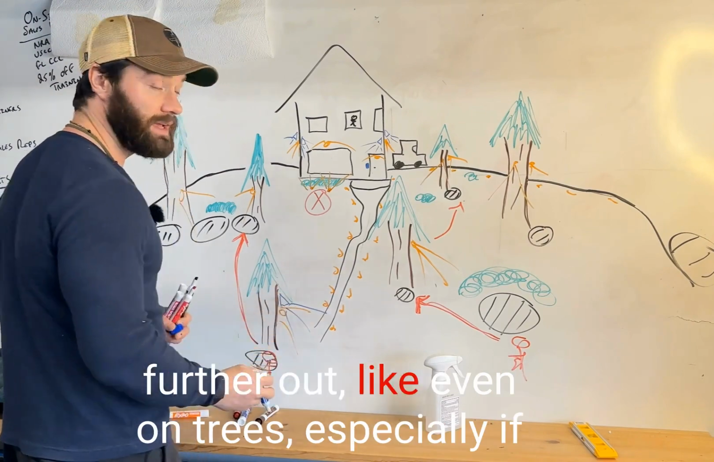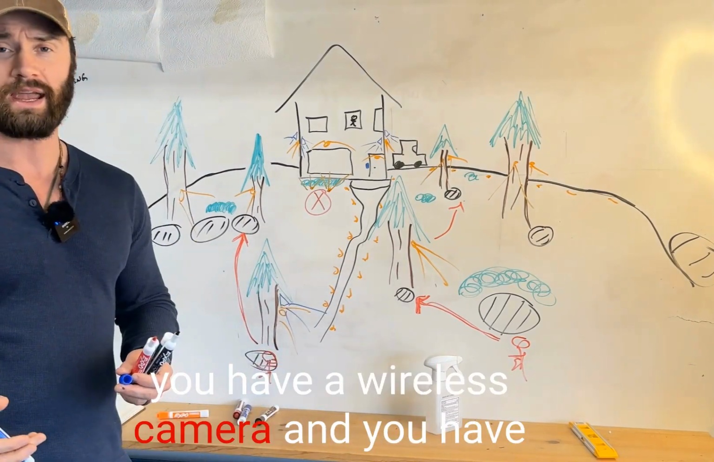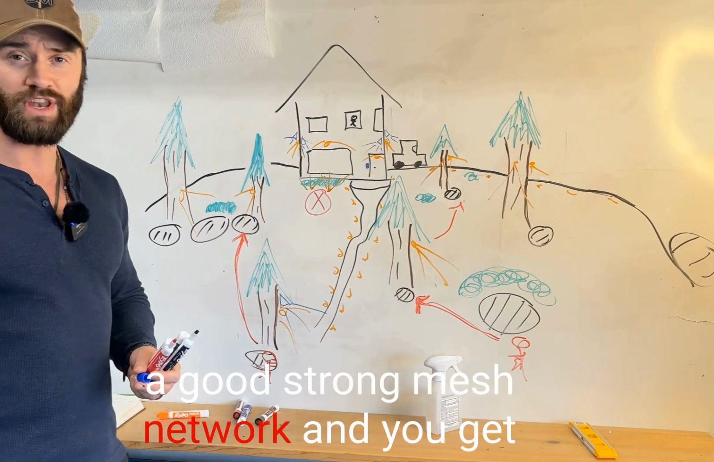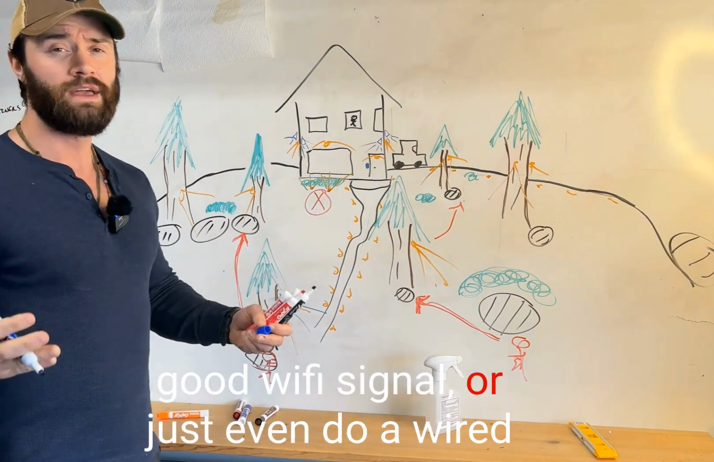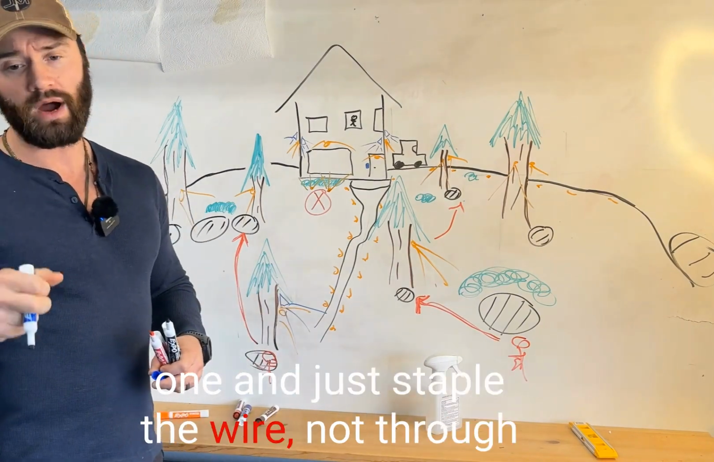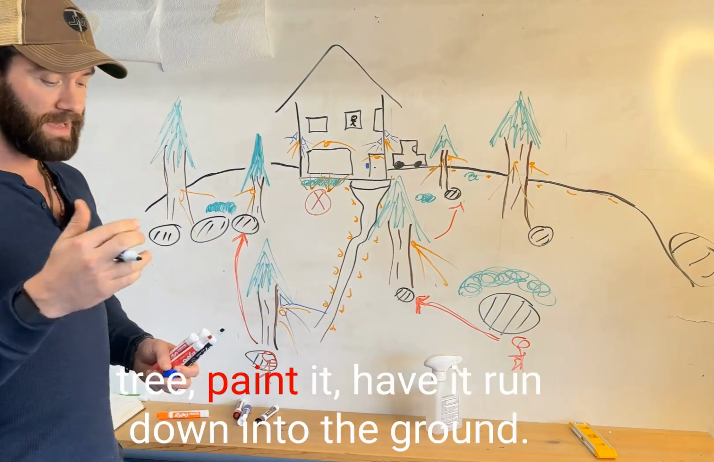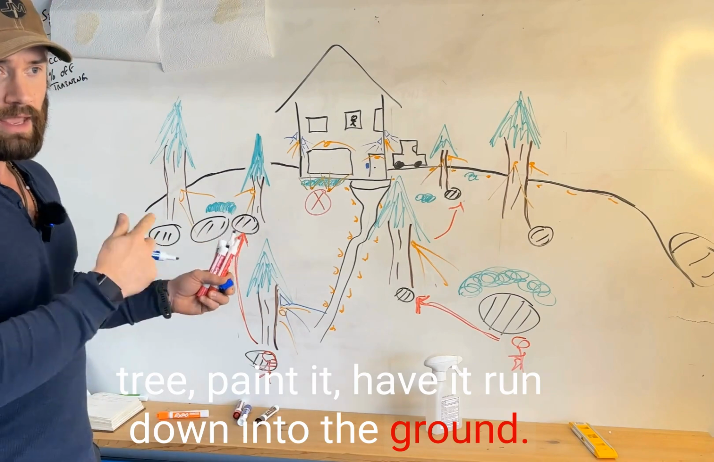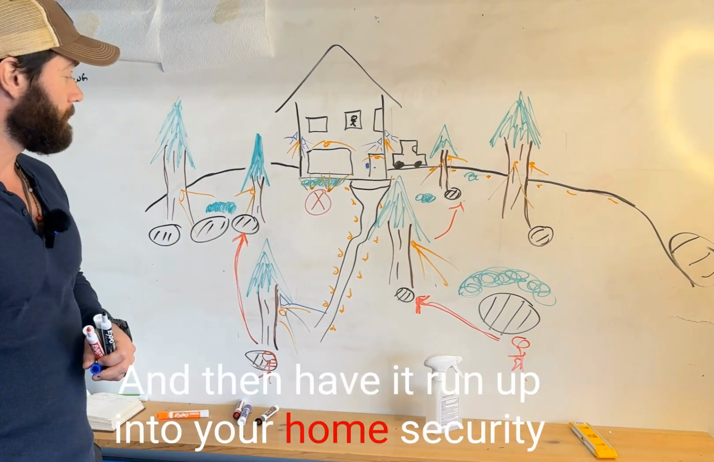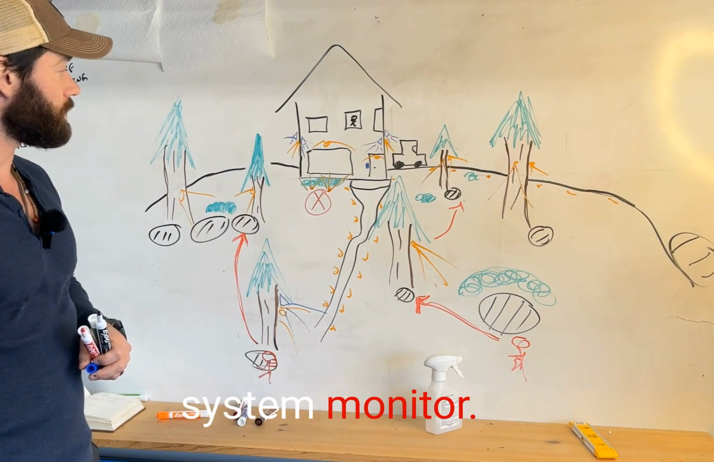And if you have the resources available to you, I would even recommend things like setting up cameras further out, like even on trees, especially if you have a wireless camera and you have a good strong mesh network and you get good Wi-Fi signal. Or just even do a wired one and just staple the wire, not through the wire, but staple the wire to secure it to the tree, paint it, have it run down into the ground, and then have it run up into your home security system monitor.